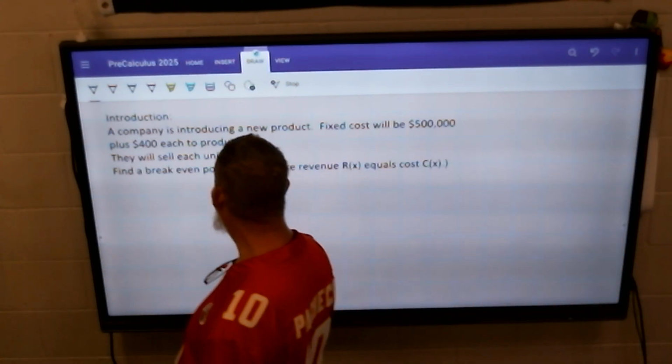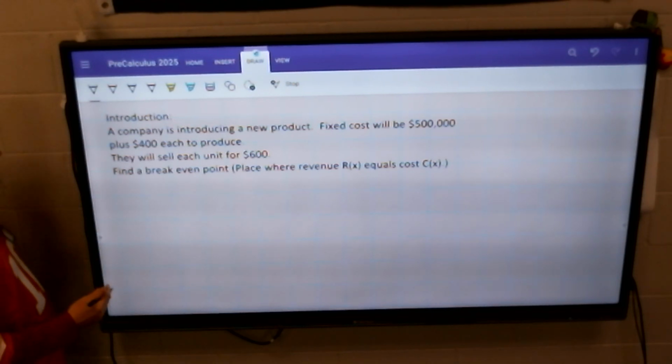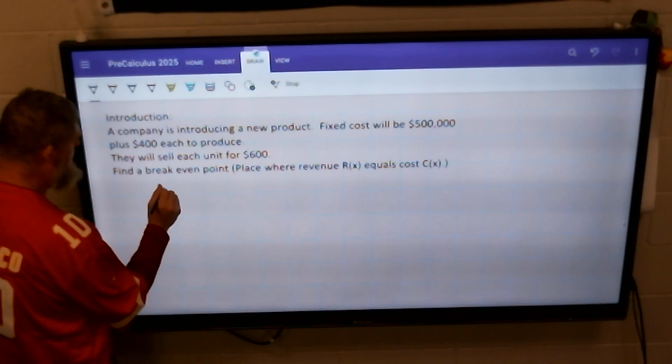Then they're going to sell them for $600 a piece. So find a break-even point. Okay, so first of all, we have to put in a couple equations, right? So what is going to be, the easiest one is revenue. What's going to be the revenue function?